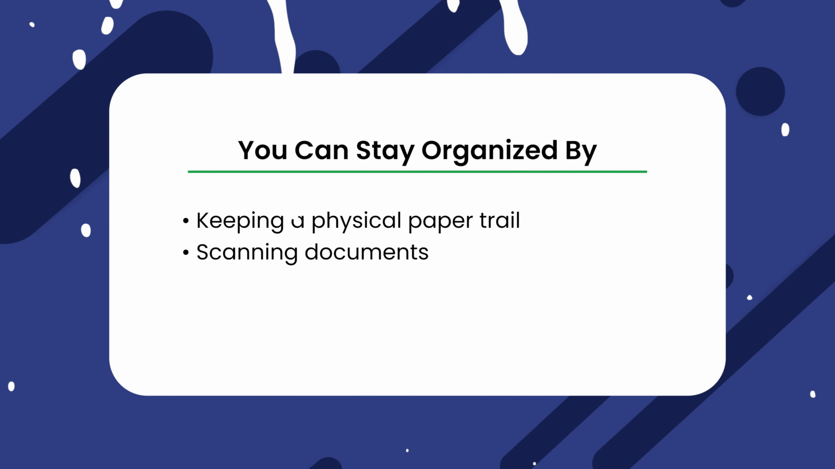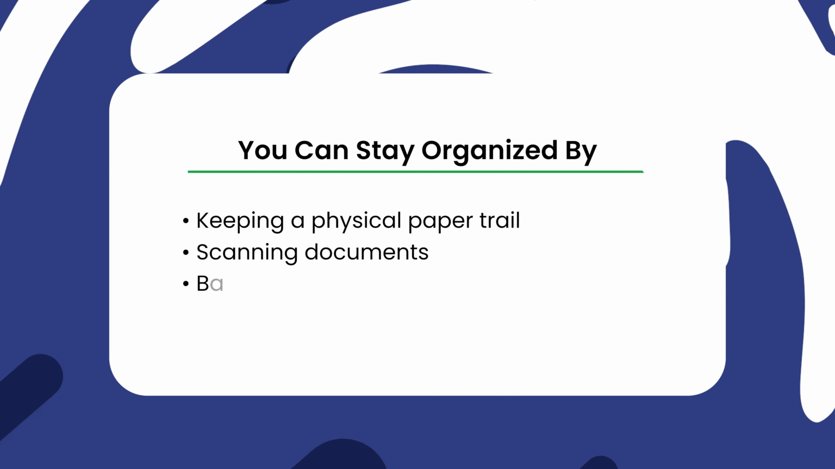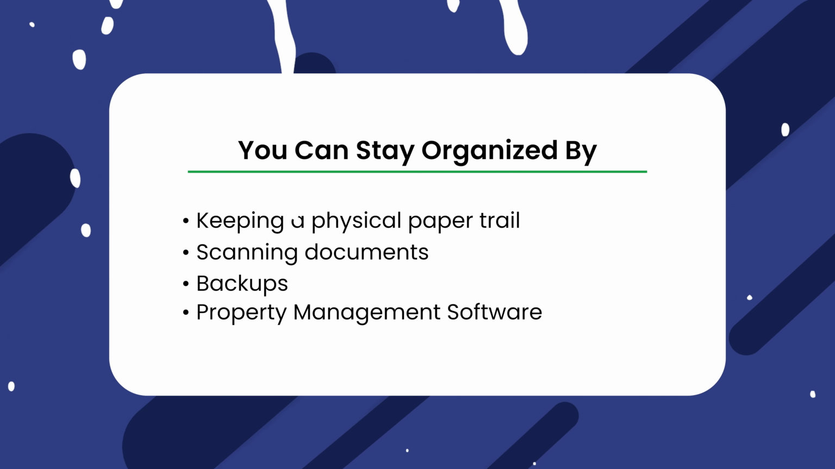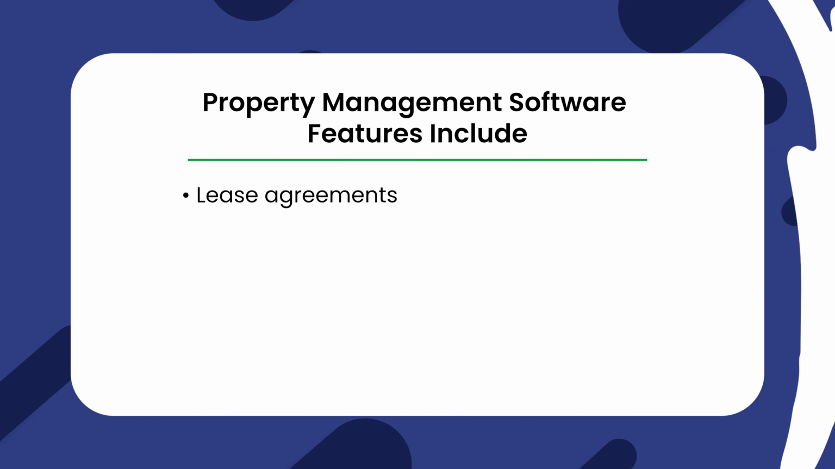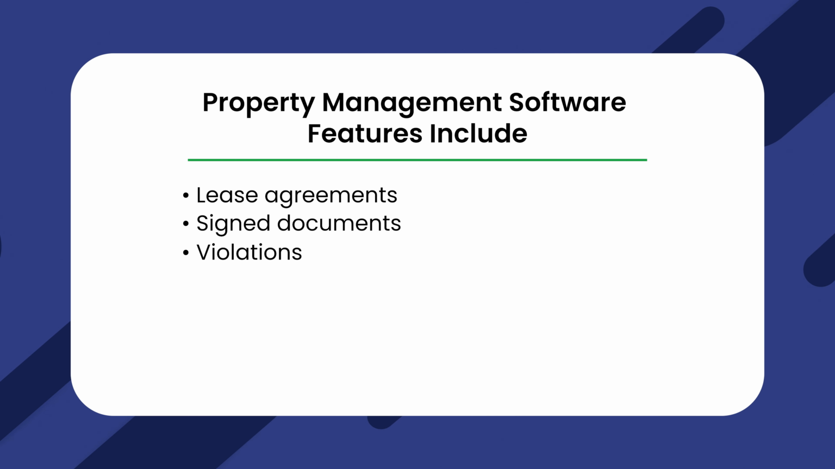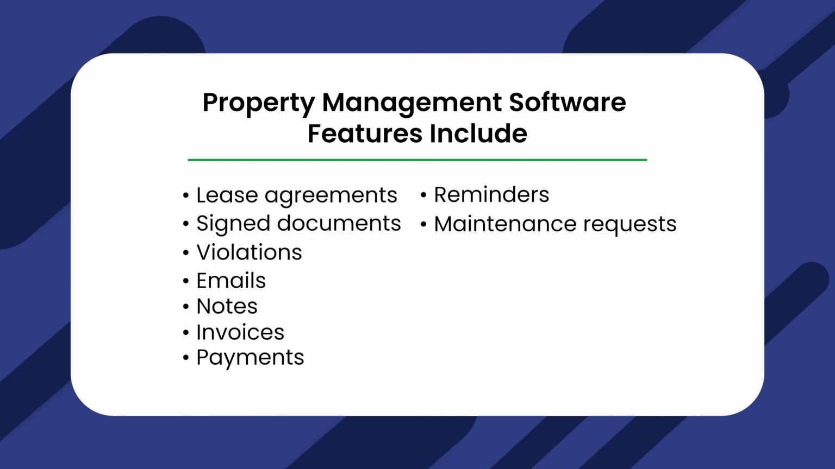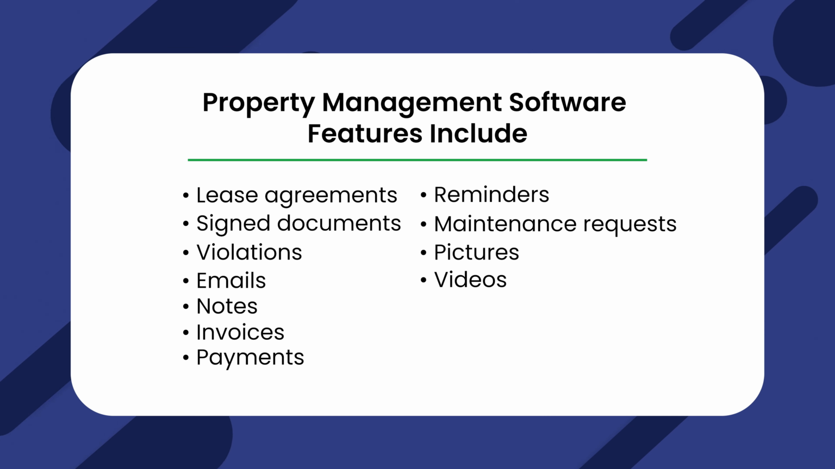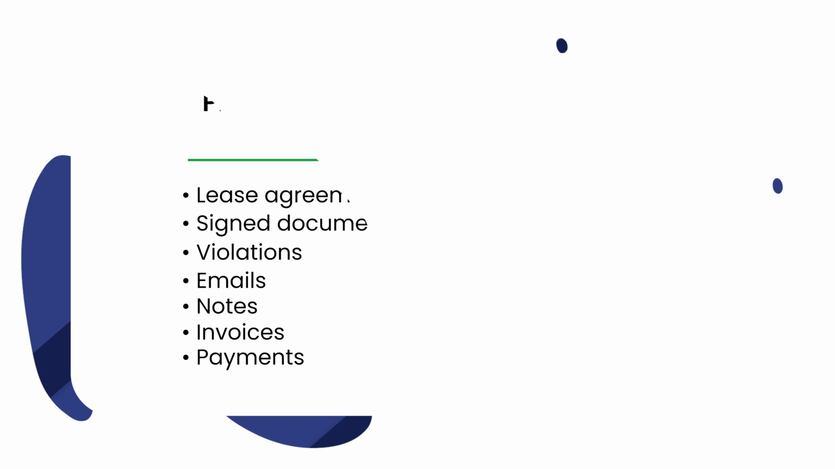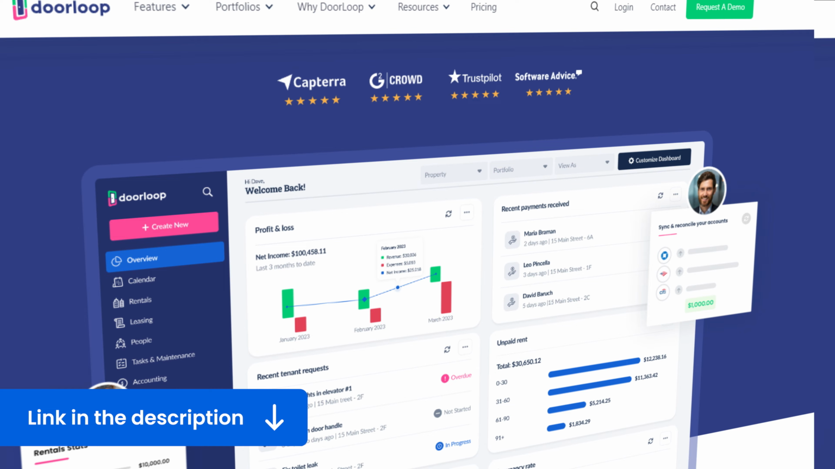Scanning documents. Scan every document into your computer. Backups. Store and backup every file using Dropbox, Google Drive, OneDrive, or any other option that is easily searchable. And PMS. Use a property management software to save everything from lease agreements, signed documents, violations, emails, notes, invoices, payments, reminders, maintenance requests, pictures, videos, and anything else that can possibly be useful in a court case. This is used best when you also can scan every document into your software. A great example is DoorLoop. You should check it out.